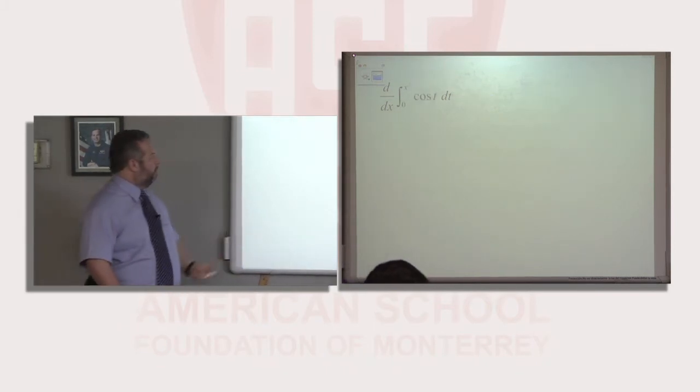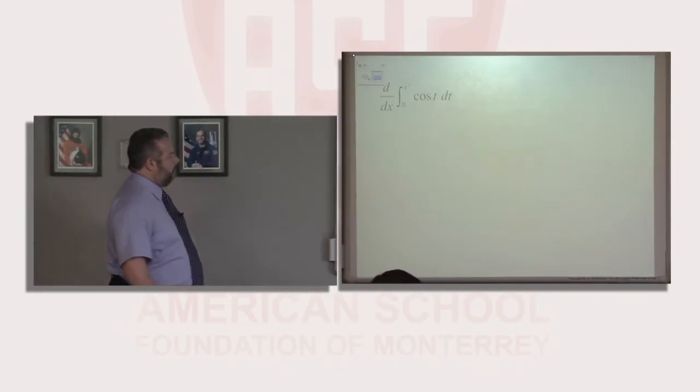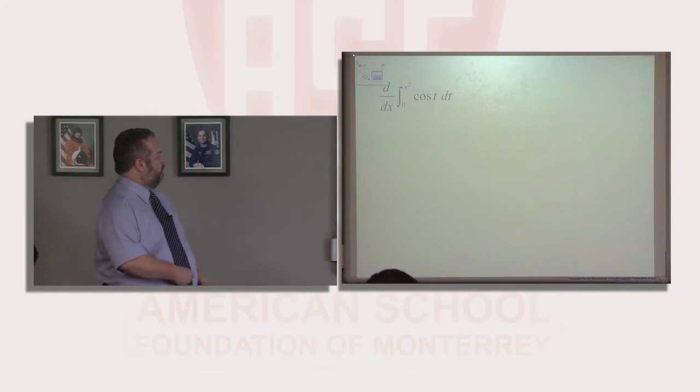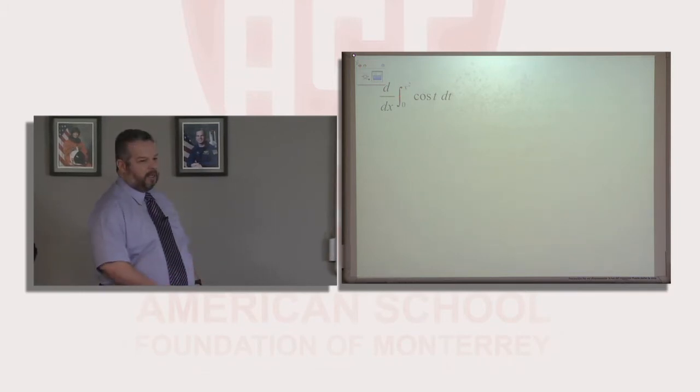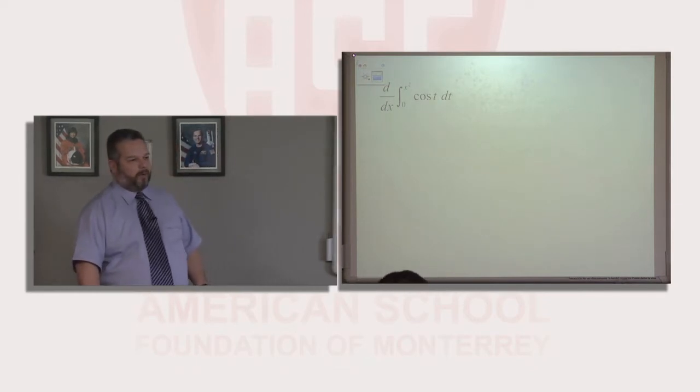Let's look at another one. We got a little problem in this one. Anybody notice what it is? Got an x squared up here, right? That's kind of messing us up a little bit. So how are we going to deal with this x squared?